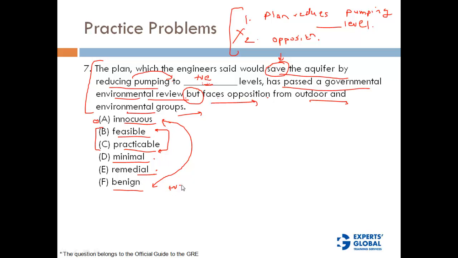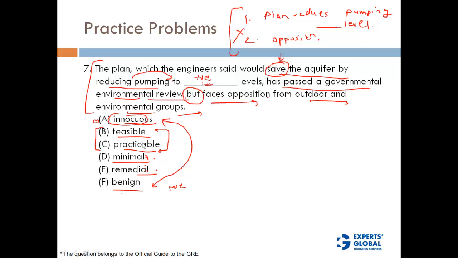Both of them are positive. In fact, if you look at it, there are two pairs of correct answers. In sentence equivalence, we always want to look at synonyms. So there are two pairs: innocuous and benign are synonyms, and feasible and practical are synonyms, right? And you can't really take any stand on these two.